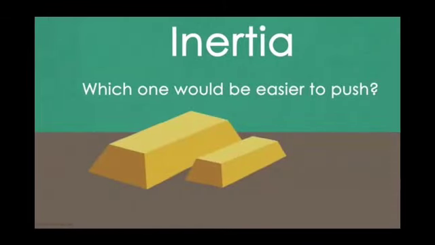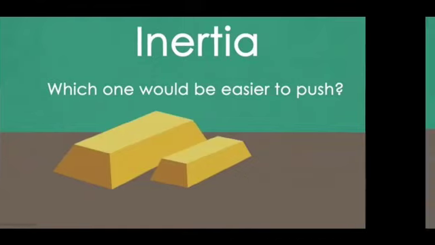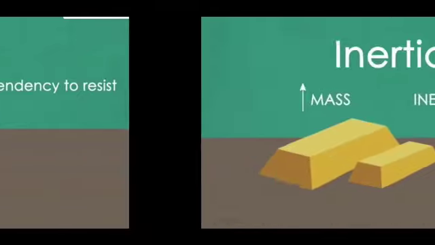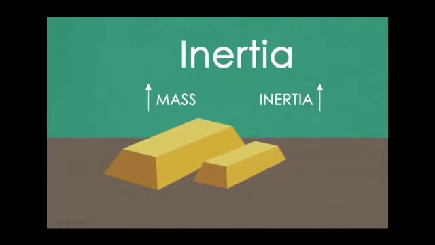We have two bricks, smaller and larger. Which one would be easier to push? It's the smaller brick, isn't it? But why is that? Because the heavier brick's tendency to resist change in motion is more. The heavier the object, the more is its tendency to resist the change in motion. If the mass of the object is more, greater will be its inertia.